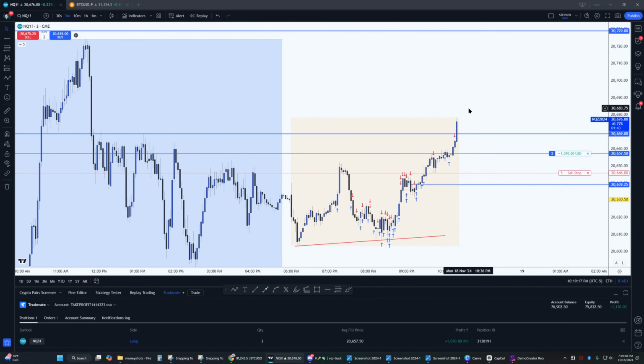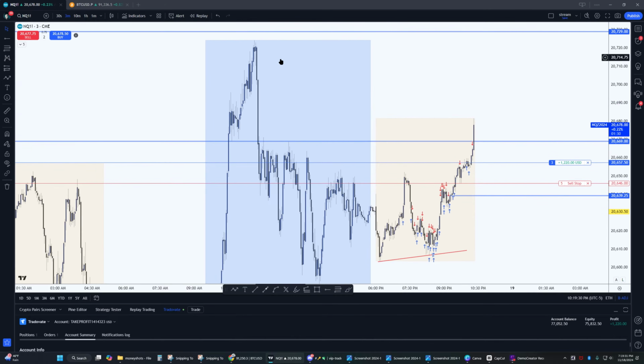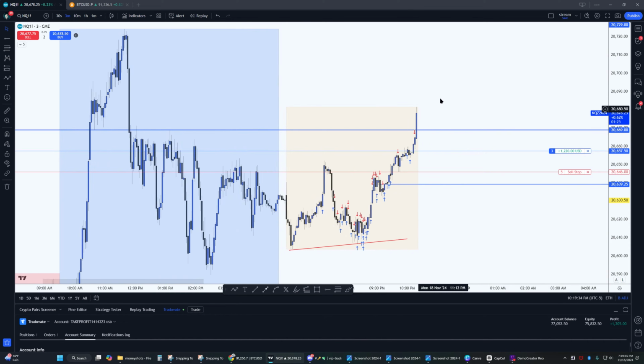Like, this is how you do it. Like, I called for this area earlier today at the open of Asia session. So a lot of people be hating on Asia session, but they just don't understand how to trade.